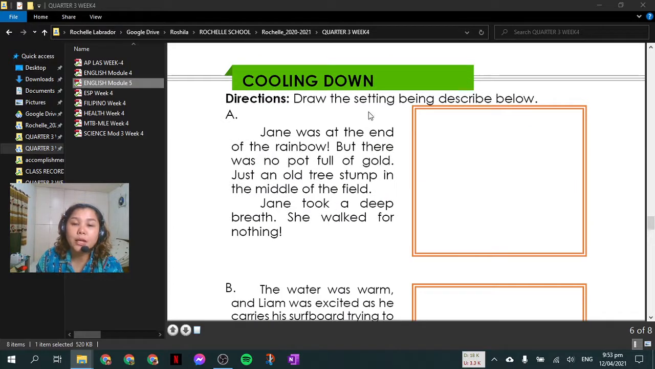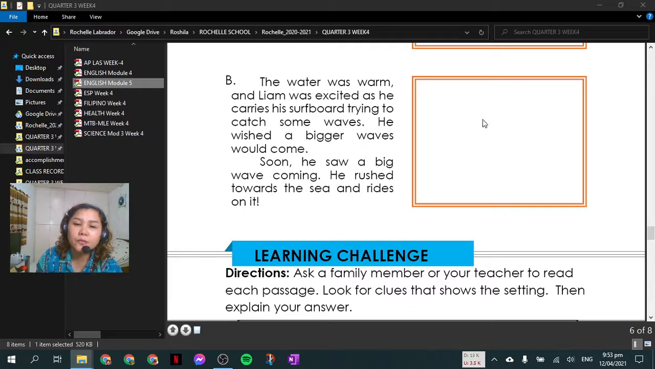And then, cooling down, draw the setting being described below. Read the story. But this time, it's not a character you draw, but what kind of place it is. Also do the same for letter B.